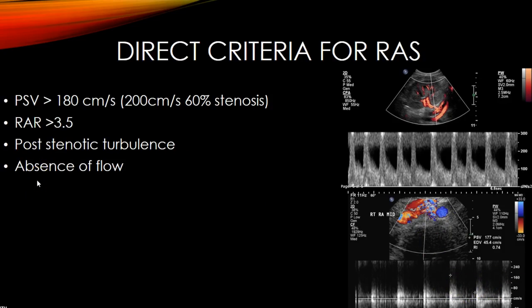Absence of flow also. I mean, if you have a very clear view of a renal artery and there's no flow, and a very atrophic kidney, then it's probably a chronic obstruction. And then here is a very high peak systolic velocity of about 300 in a renal artery stenosis.